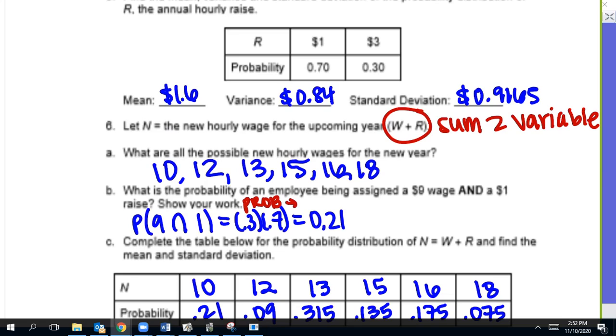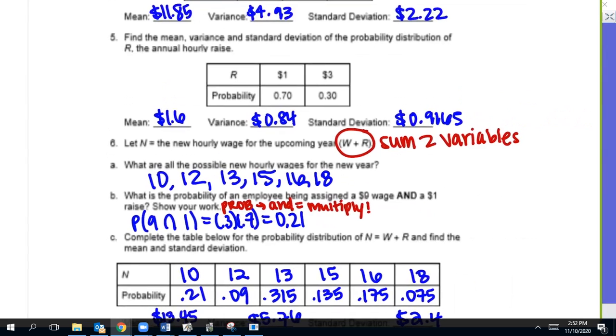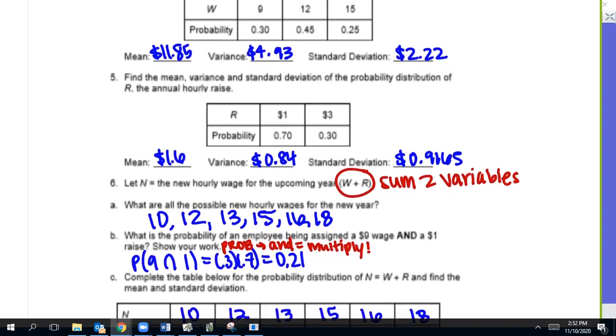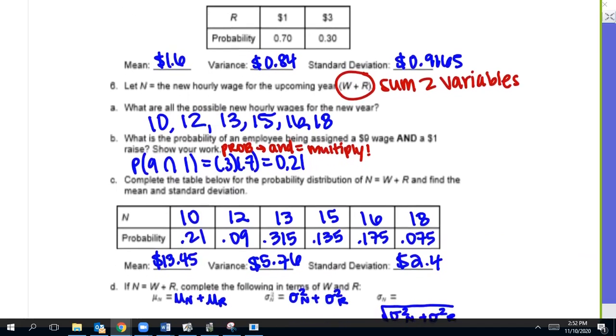where we multiply probabilities together. We had to assume they were independent to do that, but we could do that. They're separate. Oh, right there it says it. So we were able to use that rule we had learned to make a new table.